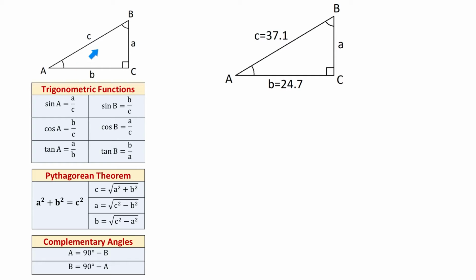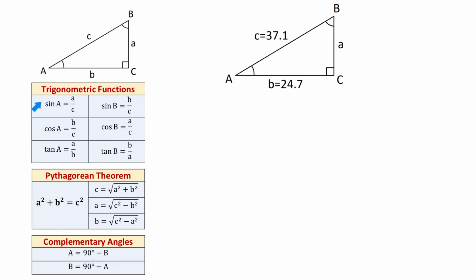So here we have a right triangle with the legs A and B and the hypotenuse C. For angles, we use uppercase letters, so here we have angle A, angle B, and angle C. Angle A is the angle opposite of side A, angle B is the angle opposite of side B, and the hypotenuse C is the opposite of the right angle C.